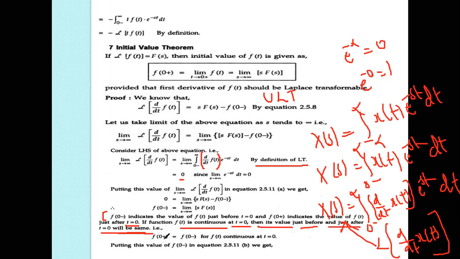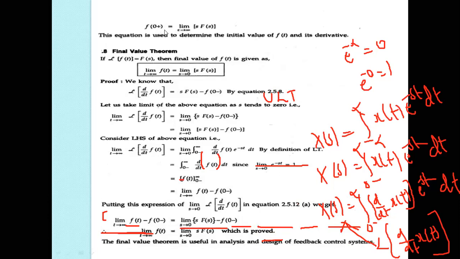So both are equal. f of 0 plus is equal to f of 0 minus, for f of t is continuous at t equal to 0. Now replace f of 0 minus as f of 0 plus, which is equal to limit s tends to infinity of s into f of s. This equation is used to determine the initial value of f of t and its derivative. Got it, my students? It's very important.